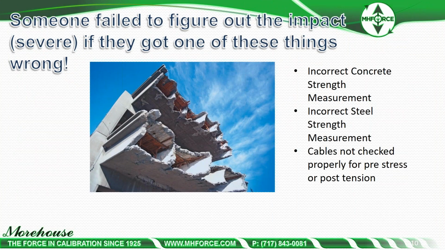So, here's a picture of a collapsed bridge. Obviously, someone failed to figure out something. The impact: severe. If they got one of these things wrong, what did they do wrong? There are various sources that say different things, but here are things they could have gotten wrong.